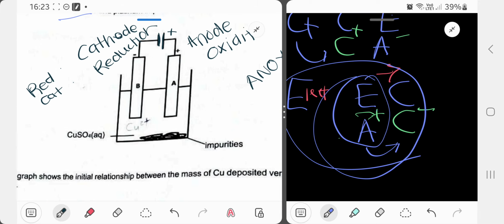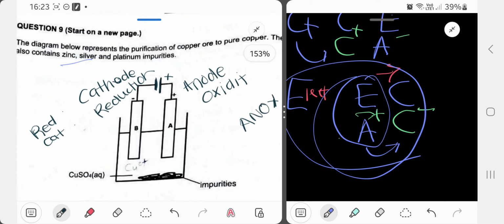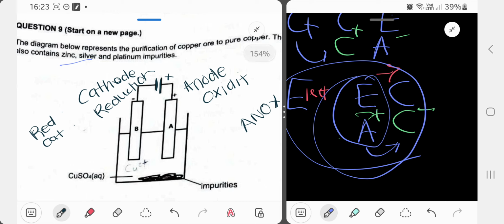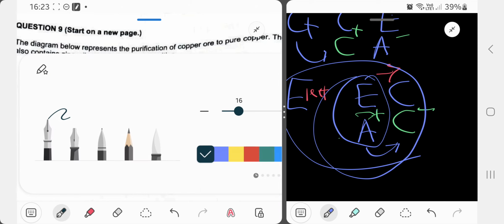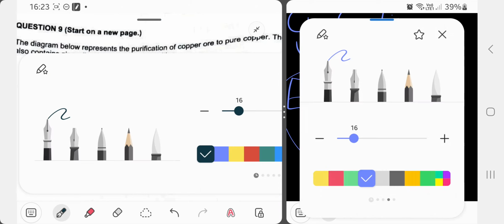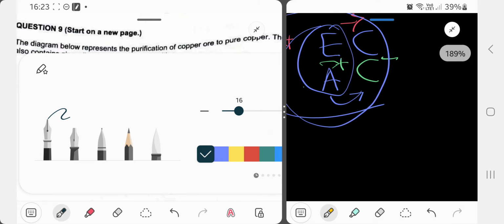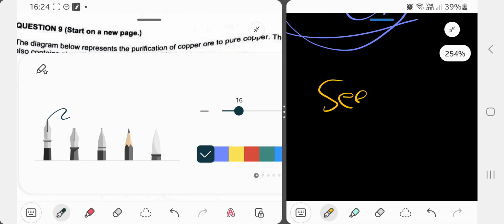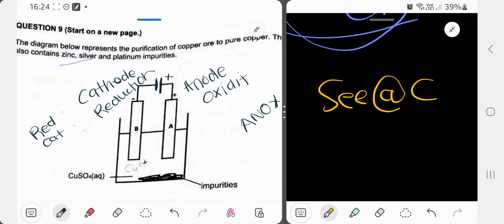So we are taking this copper that is coming from the mining industry, and we are trying to take the pure copper out of it. Now one thing we should understand is that we always see at the sea. What do I mean by this? We always see at the sea. So whatever we want to see, the pure copper, remember, what that means is that we're going to see at the C.